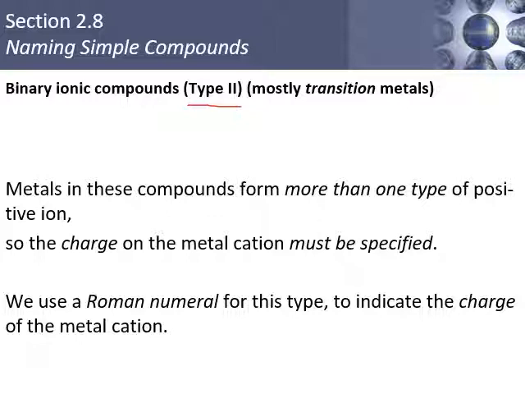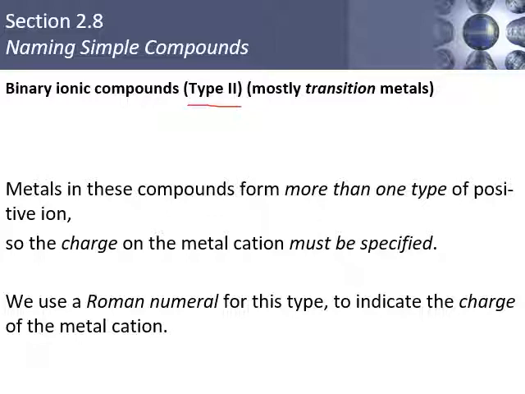Also, tin and lead are in this category, even though they're not transition metals, because they can take either a +2 or a +4. So they're main group elements, but we still have to put a Roman numeral for tin and lead because they have more than one possible way that they can make bonds.